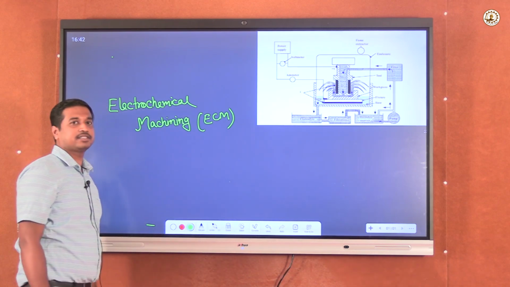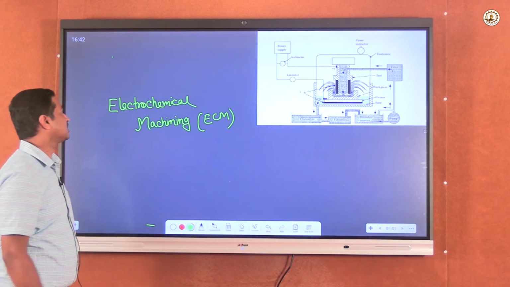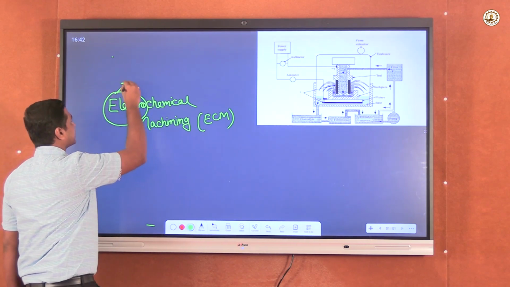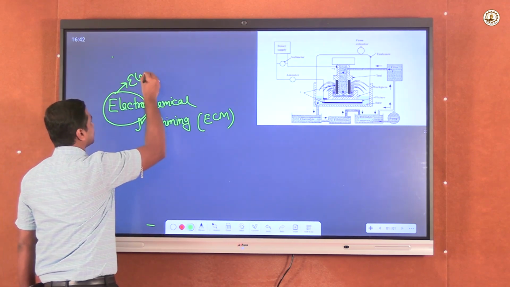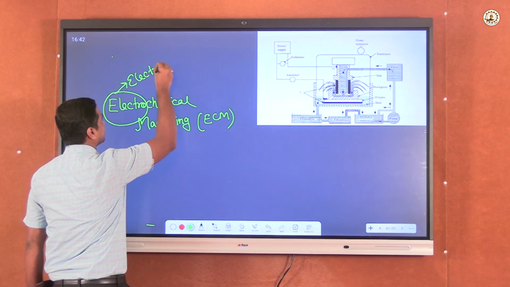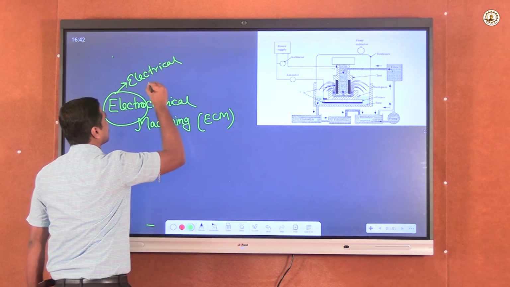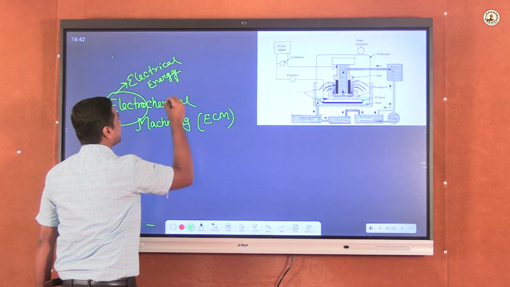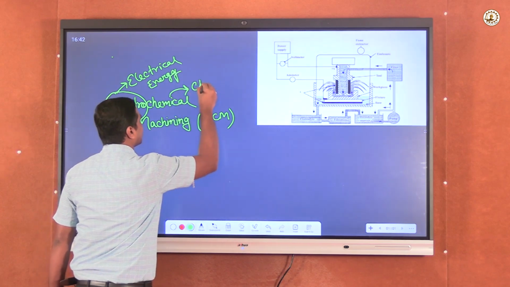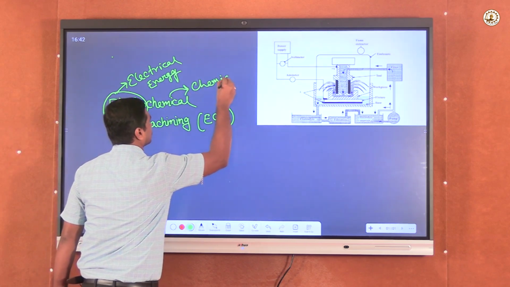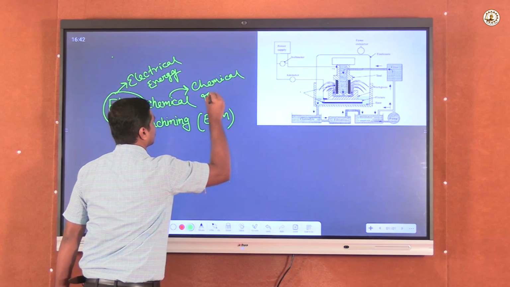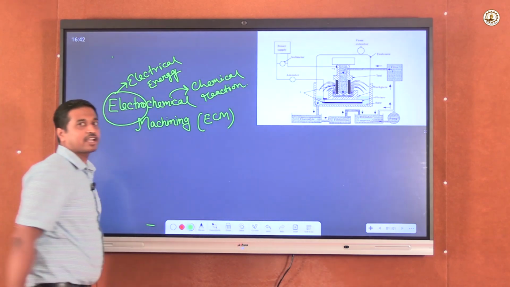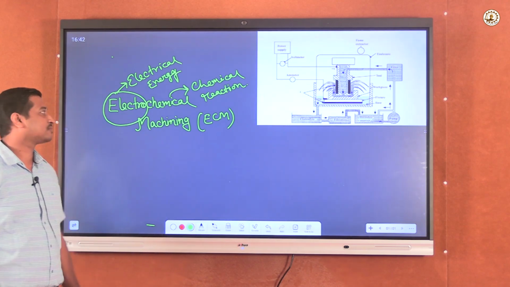Now, what is the electrochemical machining process? The term electro means electrical energy, and chemical means chemical reaction. In the combination of these two, electrochemical machining is done.